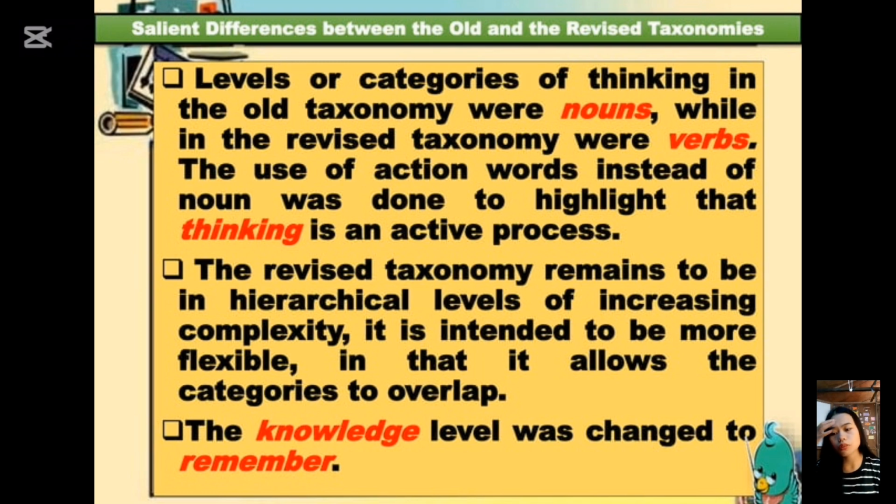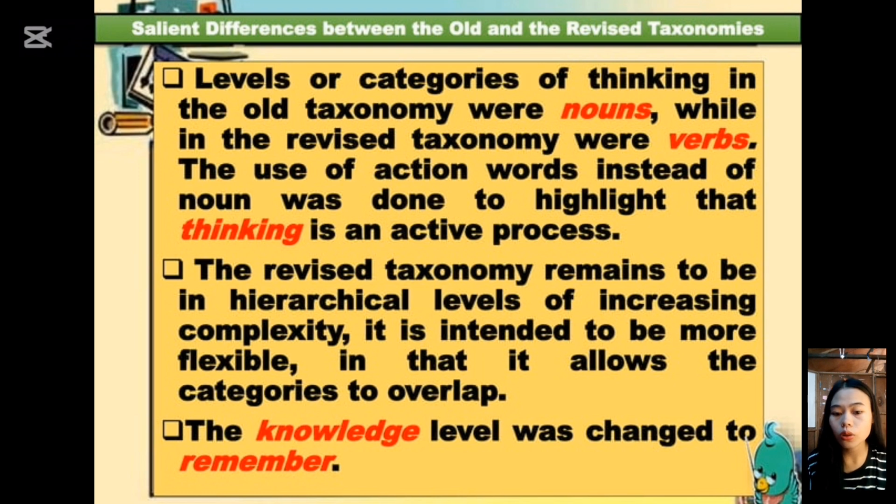So in revised taxonomy, as we observe later on, meron akong papakitang model sa inyo. So, ma-observe natin doon yung hierarchical models or hierarchical levels of increasing complexity. So, mas nagiging flexible daw po siya if nasa hierarchical level siya. So, in order siya depends to their ranks or position or how important they are sa thinking skills ng isang bata. Number 3. So, the knowledge level changed to remember.